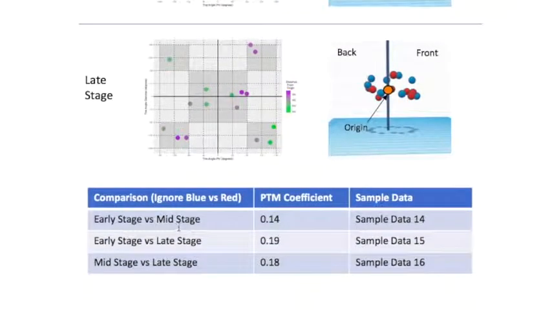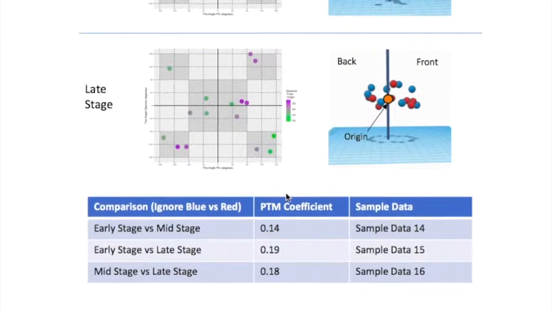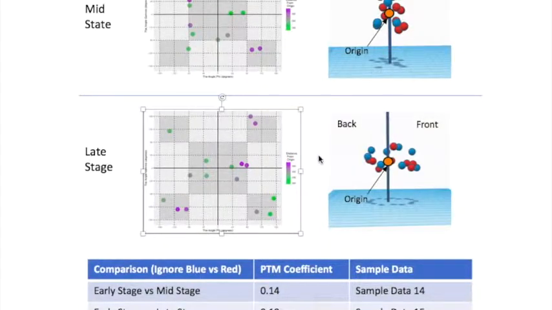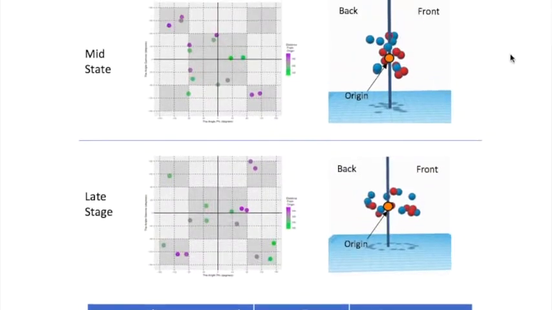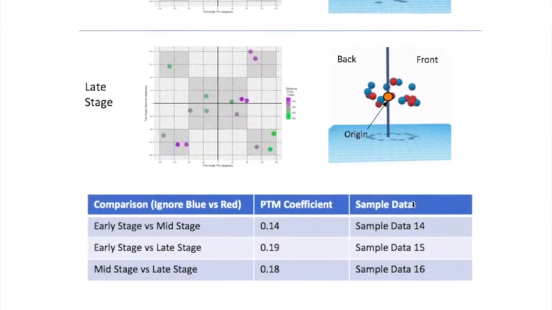And here's the data. If you compare early stage to mid stage, the PTM coefficient is 0.4. Early to late is 0.19. Mid stage to late stage is 0.18. I'll let you look at this document yourself, but I'll point out that the magnitude of the PTM coefficients for these comparisons aren't intellectually satisfying in light of how different we know these stages to be, early versus mid, mid versus late.